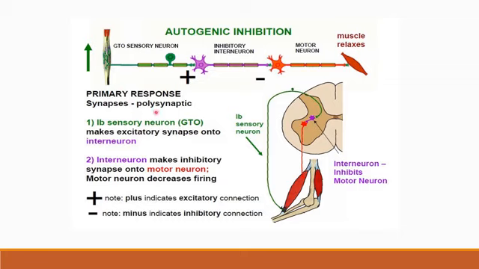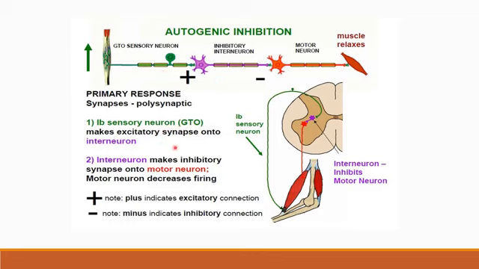The primary response is the Golgi tendon organ producing a sensory neuron that will activate the inhibitory interneuron. So this will be inhibiting the supply. The signal transmission will be inhibited, or it will not be transmitted to the motor neuron and finally to the muscle. The synapses here are polysynaptic, that is, more than one synapse is involved. The 1B sensory neuron makes an excitatory synapse onto the interneuron. The interneuron makes an inhibitory synapse onto the motor neuron, decreasing the firing.